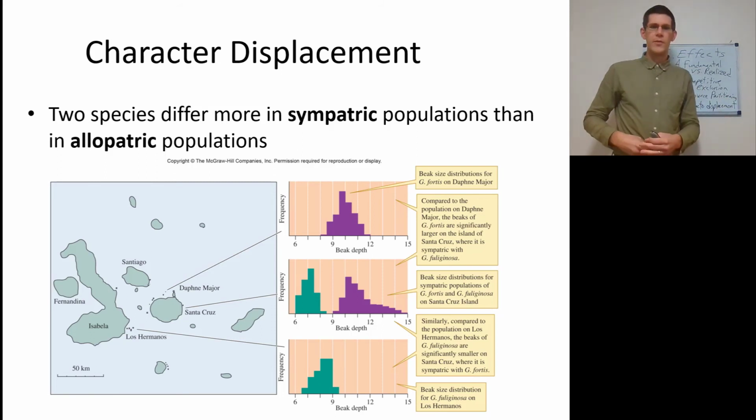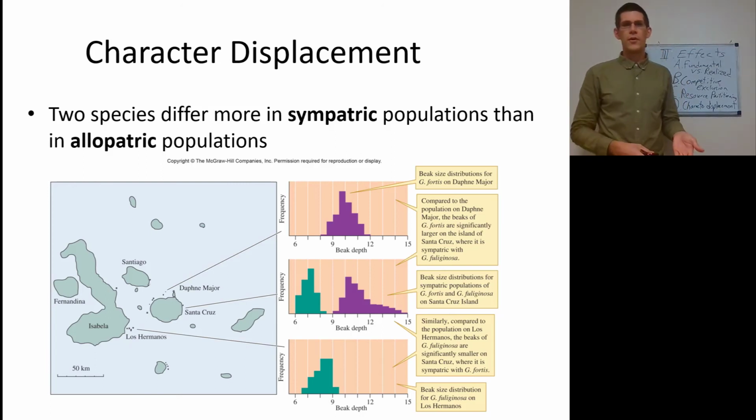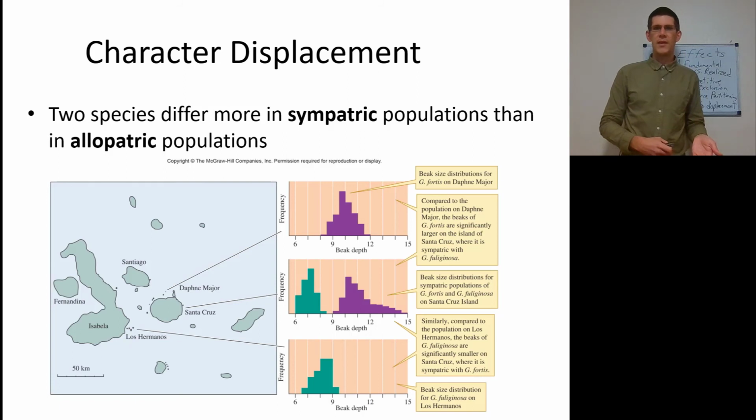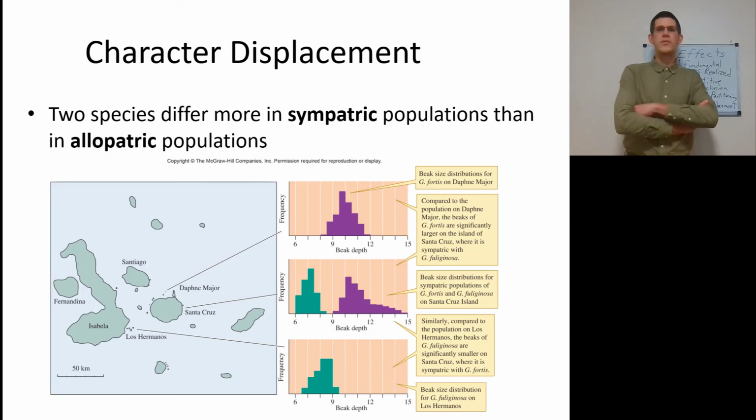So let's say there is resource partitioning for a long period of time. Here we have, again, those finches, Geospiza fortis on Daphne Major. And we have Geospiza fuliginosa on Santa Cruz Island. And we have Geospiza fuliginosa on Los Hermanos. So on Los Hermanos, what you see is these beak sizes of Geospiza fuliginosa range from 6 to about 9 millimeters deep. And Geospiza fortis on Daphne Major has beak sizes from about 8 to 12 millimeters deep.